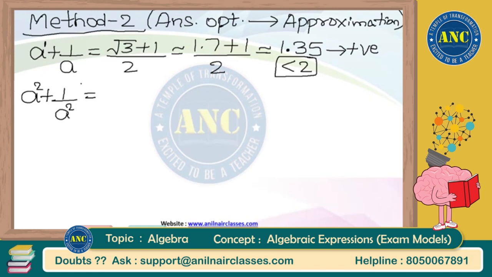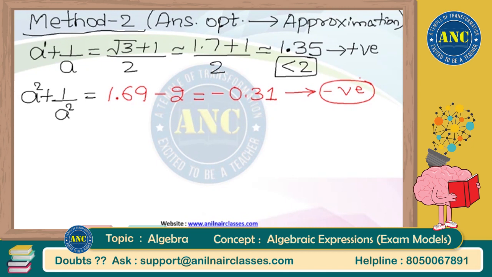That means, can I say that the right hand side I should square it and I should subtract from 2. Now approximately this 1.35, I will approximate it to 1.3. I will square it. 1.3 square is 1.69. Subtract from 2. 1.69 minus 2 is 0.31 negative. That means a square plus 1 by a square is a negative value.